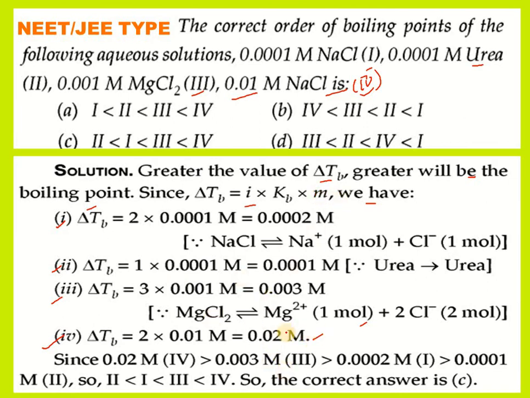So in this, 0.02 of the fourth one is the biggest. After that we have 0.003, that is the third one. So the fourth one is greater than the third one, greater than the first one, which is greater than the second one. So it matches with our third option. Option C is the right option for this question.